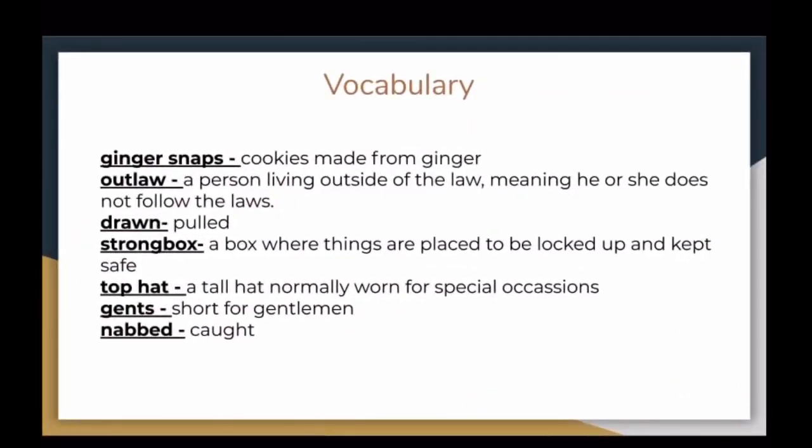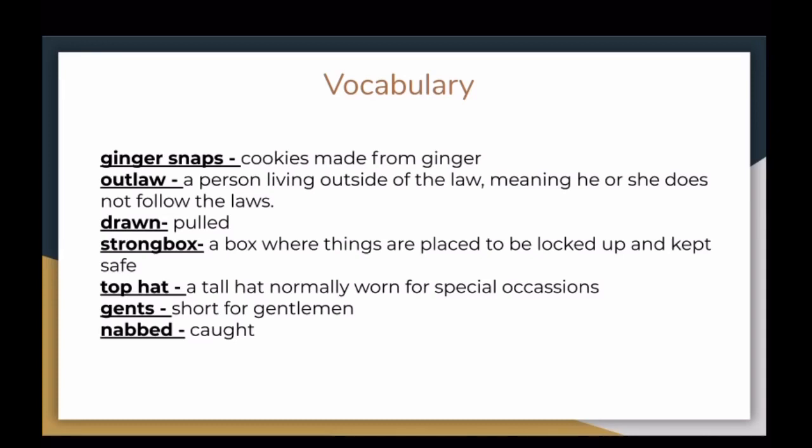Ginger snaps, cookies made from ginger. For example, I love juice and ginger snaps for a snack. Outlaw, a person living outside of the law, meaning he or she does not follow the laws. For example, the outlaw was put in jail. Drawn, pulled. For example, the sled was drawn by dogs.